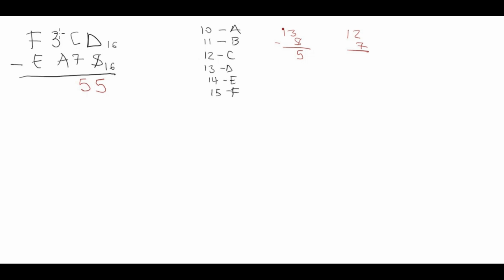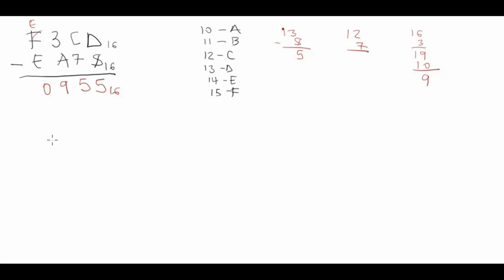5. Okay, 3 minus A. A is 10. 3 minus 10, we have to carry, so you remove 1 from F, bring it to this other side. It's 16, so you add 3. 16 plus 3, that is 19. 19 minus 10, A is 10, is 9. So there is 9. Remember, you have already carried 1. This is E. It's no longer F. E minus E is 0. So the answer is 955 base 16.